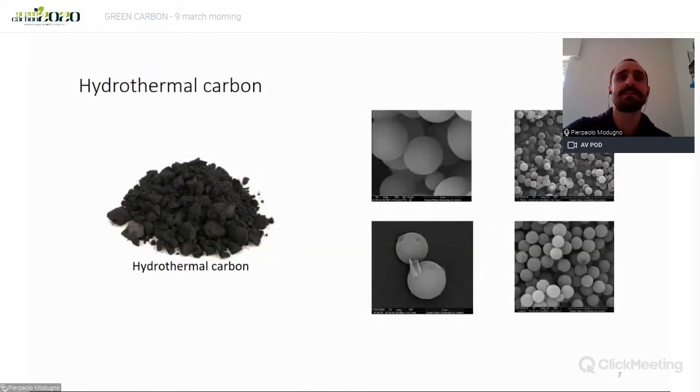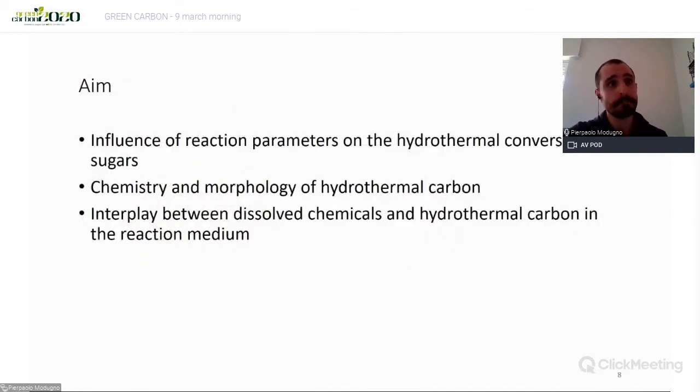Hydrothermal carbon is the result of polymerization of hydroxymethyl furfural, and this is how it looks in a macroscopic view and microscopic view. It looks like a powder and it's made of carbon spheres. So the aim of my study is to study the influence of reaction parameters on the hydrothermal conversion of sugars, the chemistry and morphology of hydrothermal carbon, and to look at the interplay between dissolved chemicals and hydrothermal carbon in the reaction medium.